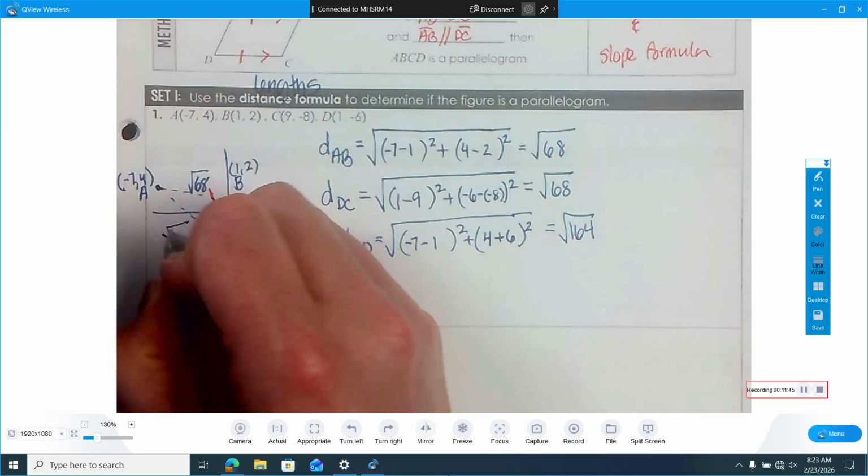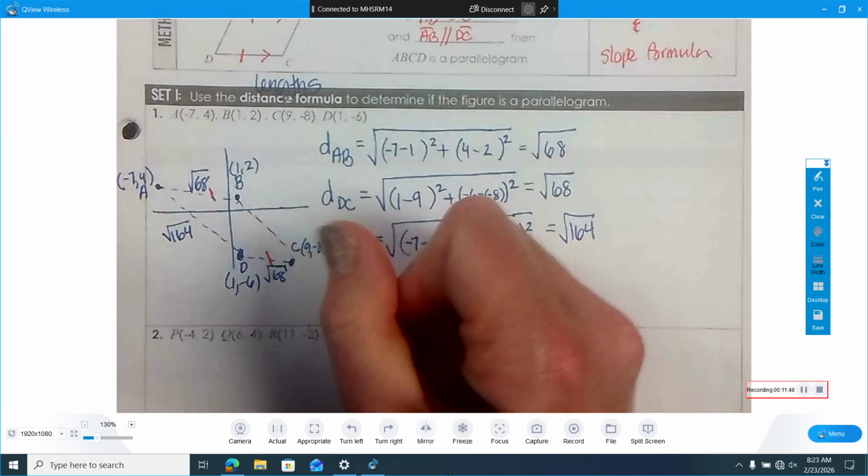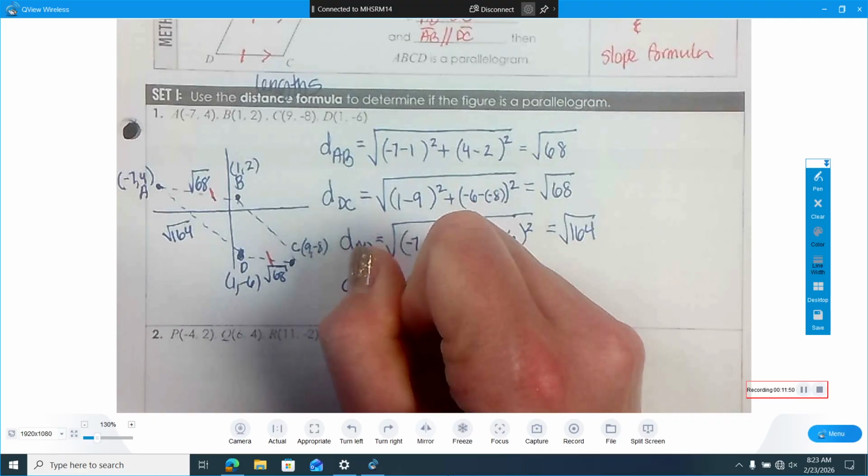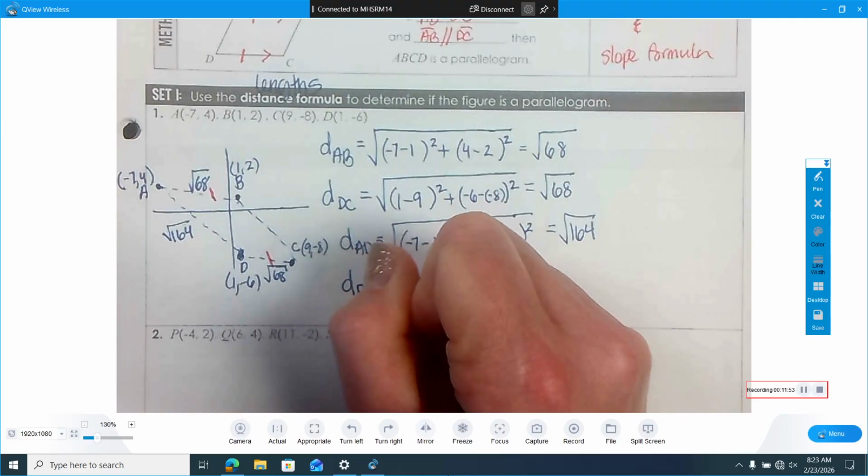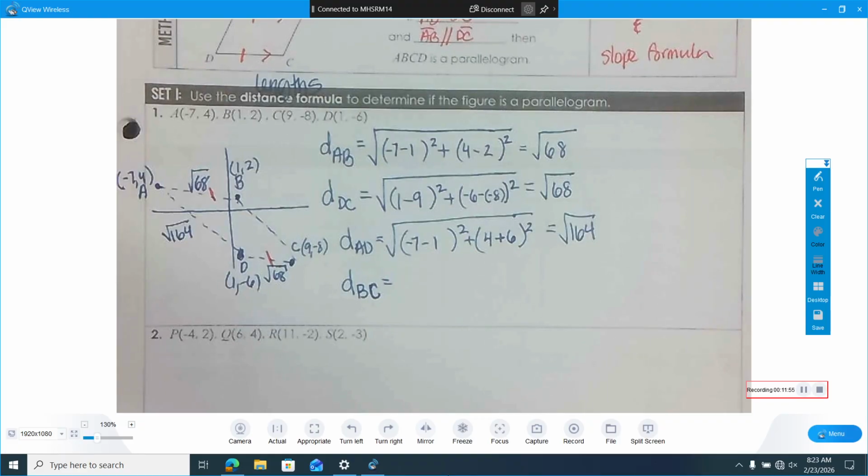So this one is the square root of 164. And again, I don't think you have to simplify that. I will double check though. I'm pretty sure I did it and I didn't simplify.